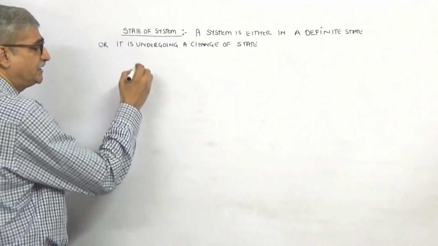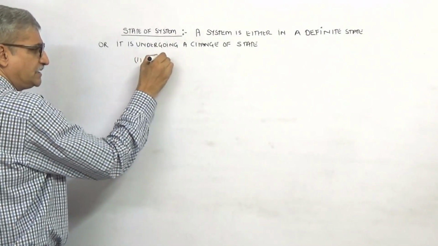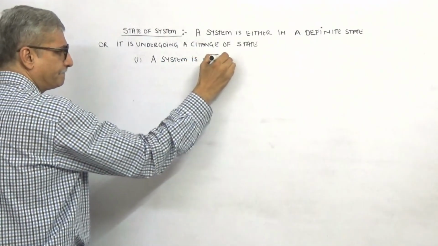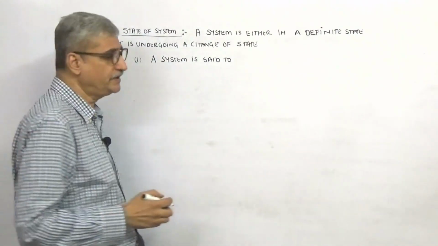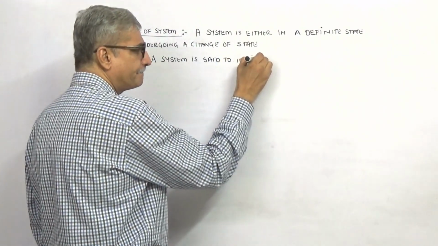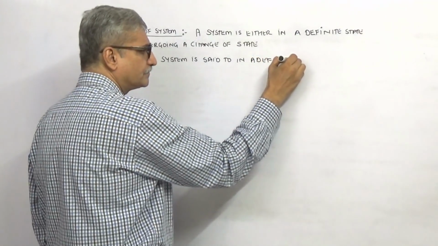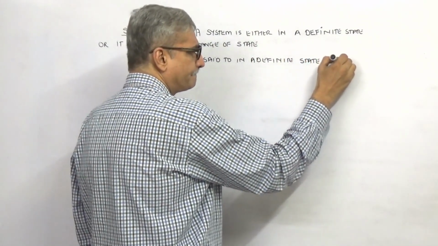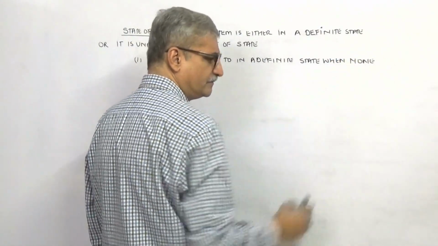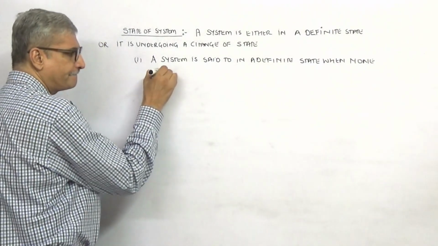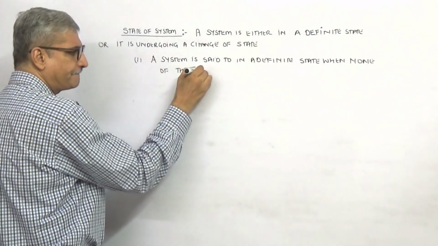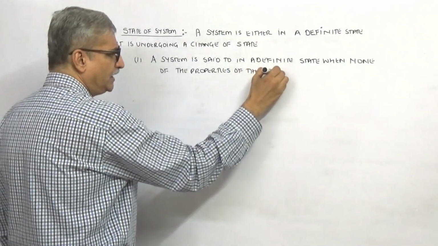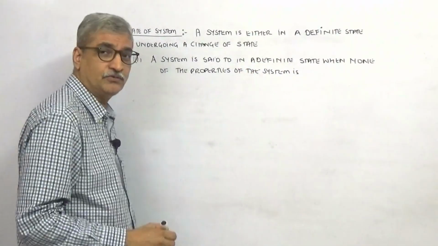When do you say that a system is in a definite state? A system is said to be in a definite state when none of its properties, not any one, none of the properties of the system, is undergoing change.